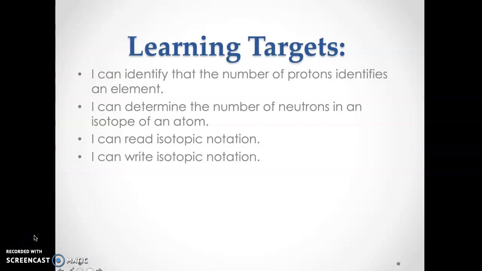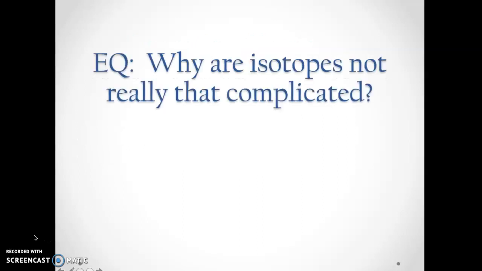All right, I'm back, and now I'm going to talk about isotopes. We've got 4 learning targets for isotopes. I believe that they are listed in today's agenda, so I don't know that you necessarily need to write them down. If you feel like writing them down, you certainly may. I can identify that the number of protons identifies an element. I can determine the number of neutrons in an isotope of an atom. And I can read isotopic notation, and I can write isotopic notation.